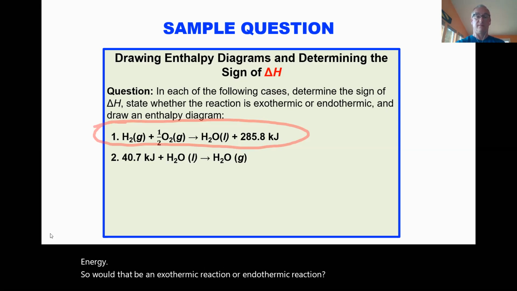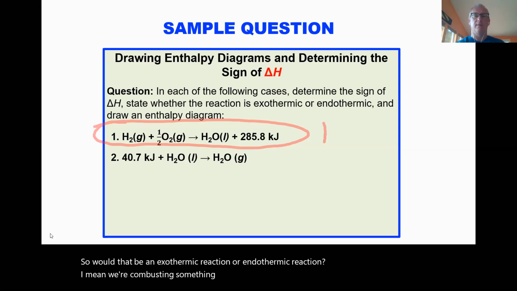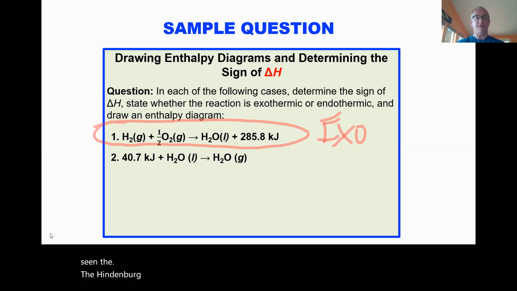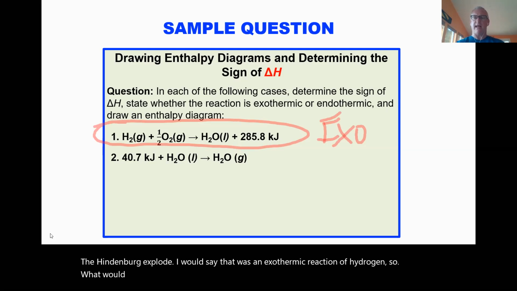Exothermic. Yeah, I mean, we're combusting something. It's probably exothermic. Yes, that's exo as hell. Has anyone seen the Hindenburg explode? I would say that was an exothermic reaction of hydrogen. So what would the sign of delta H be? So delta H here would be what? Negative. Yes, negative.